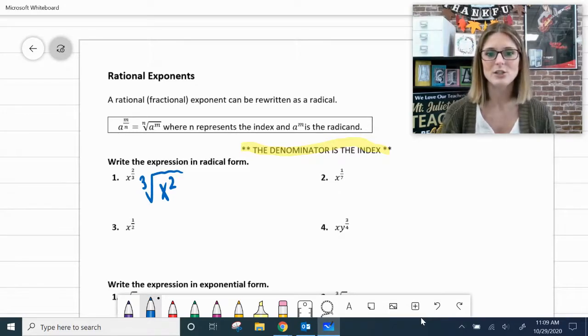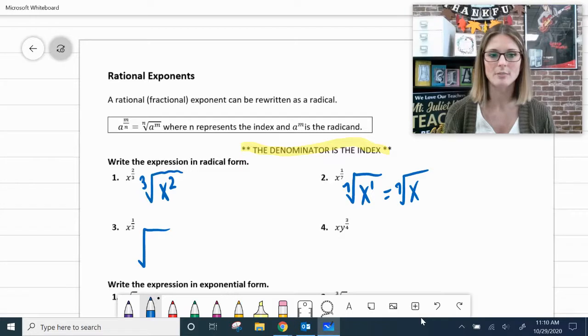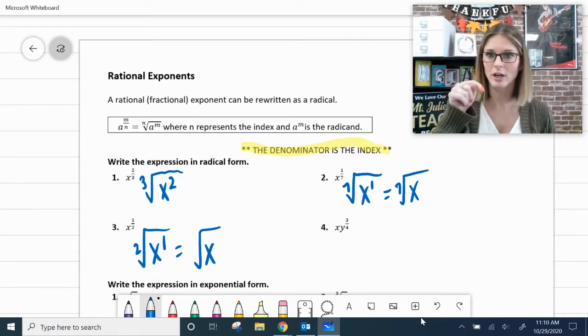Number 2, x to the 1/7. We're going to change it to a radical. The denominator 7 becomes my index, so it is the 7th root of x to the 1st, or we really don't have to even do that. We can just say a 7th root of x. Number 3, x to the 1/2. So change it to a radical. The denominator is 2, so we have a square root of x to the 1st, or we can keep it even simpler than that. We can just say the square root of x. Remember, if there's not a number inside your index, inside your check mark part of your radical there, it's an understood 2, so you can leave that blank.